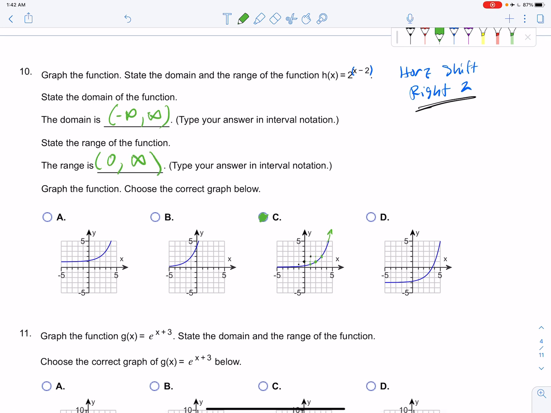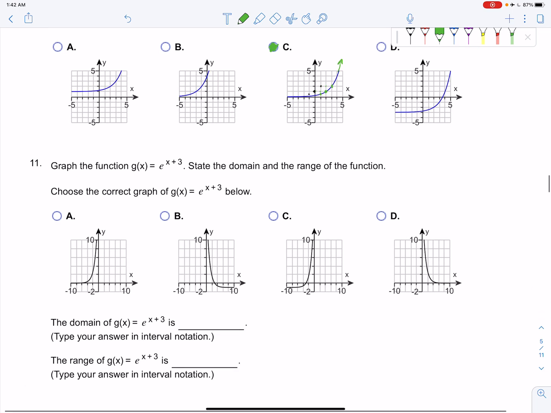How would the range change? The range would change if you had a vertical shift up or down. That would change the range, right? Because vertical changes the y, the range. Let's take a look at the next one.